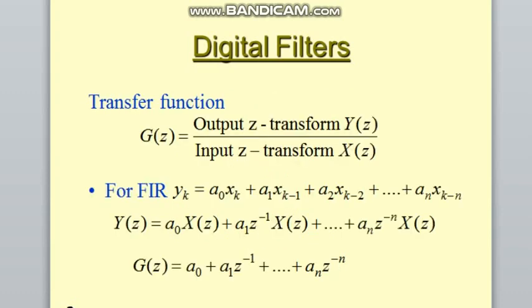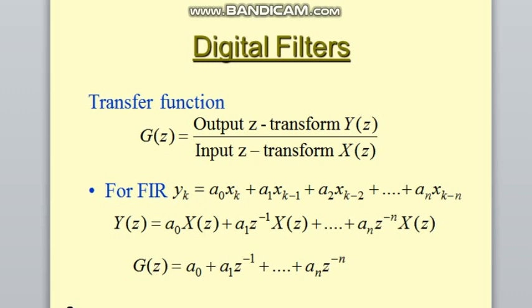As you can see in digital filters, there are some transfer functions. G(z) is equal to the output z transform Y(z) over the input z transform X(z). For the FIR filter, that means finite impulse response, y(k) is equal to a naught x(k) plus a1 x(k minus 1), a2 x(k minus 2). That means these are the delay parts, and both are multiplied with the scaling factors and added in all the sections.